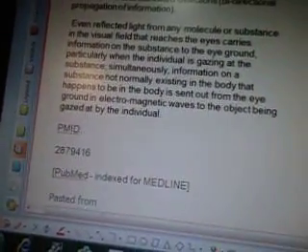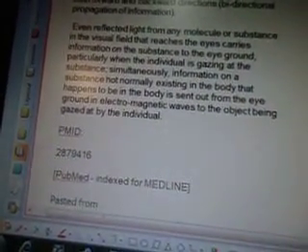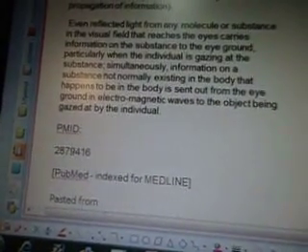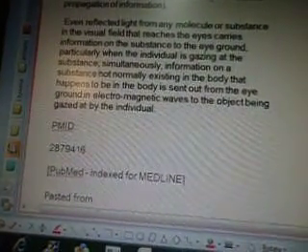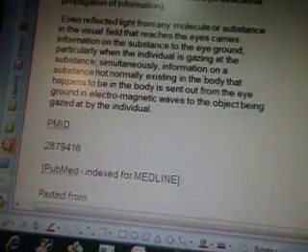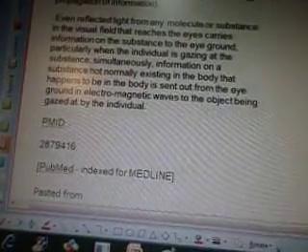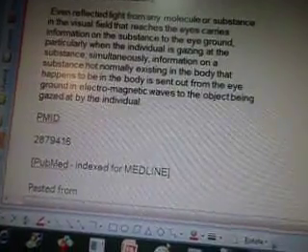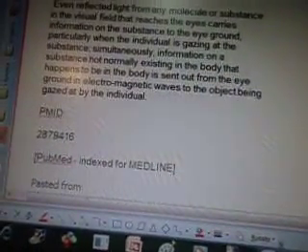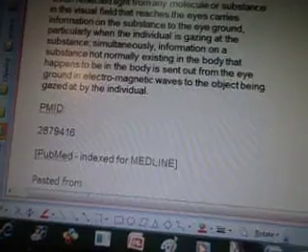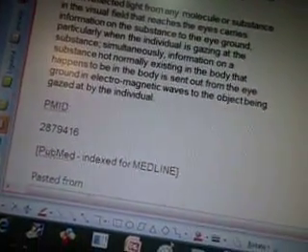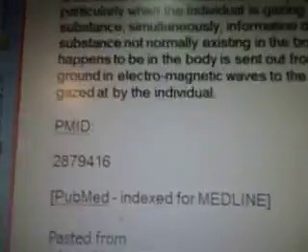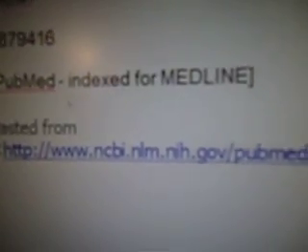Light reflected from any molecule or substance in the visual field that reaches the eyes carries information on the substance to the eye ground, particularly when the individual is gazing at the substance. Simultaneously, information on a substance not normally existing in the body that happens to be in the body is sent out from the eye ground in electromagnetic waves to the object being gazed at by the individual. And that was 2879416, and that's at www.ncbi.nlm.nih.gov.